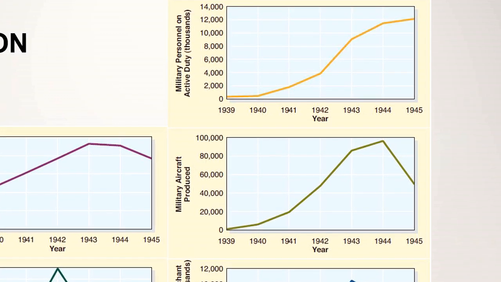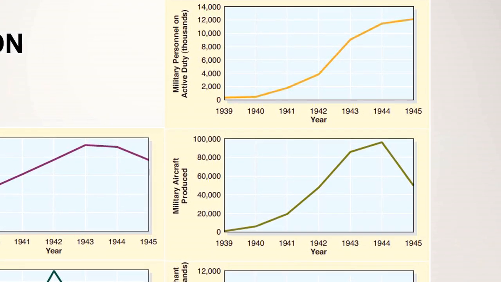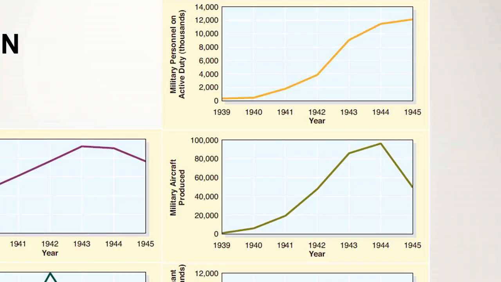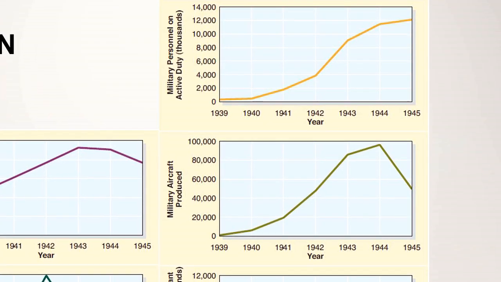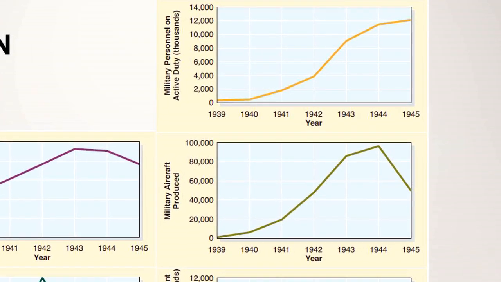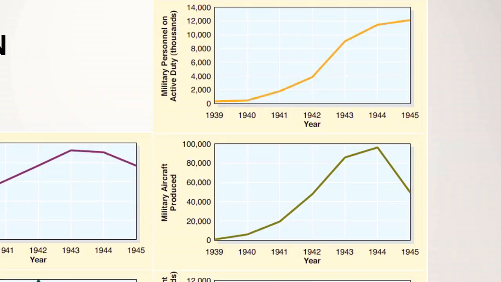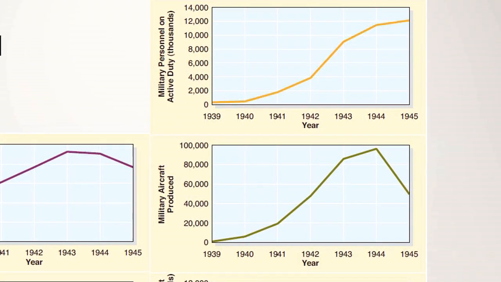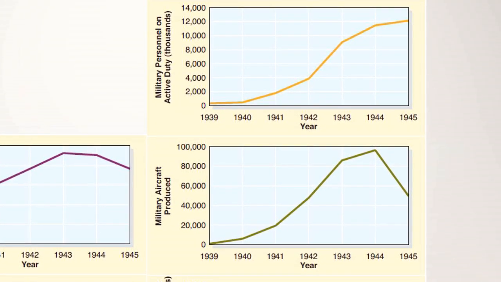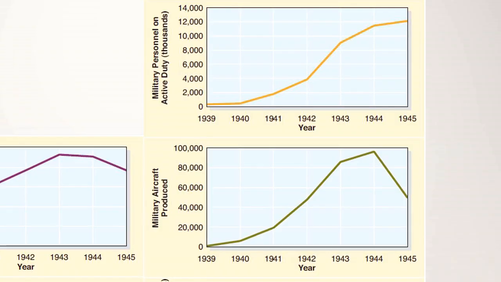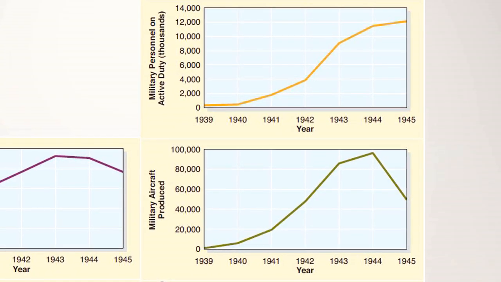Now, the one below it is the one I really want you to pay attention to, and this is military aircraft production. And if you look at that, you can see 1939, barely any airplanes produced. By 1944, we are producing almost 100,000 planes per year. And I want you to think about what that takes.